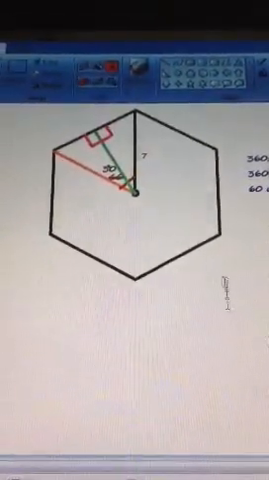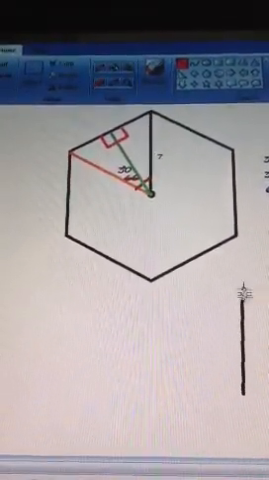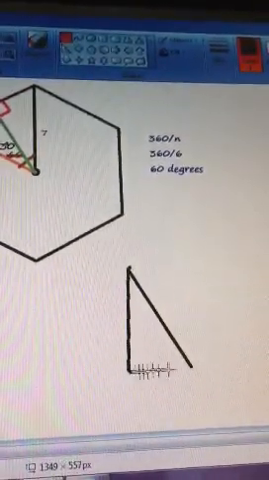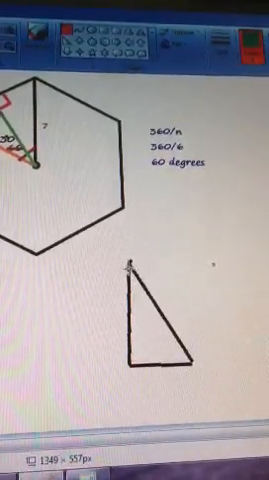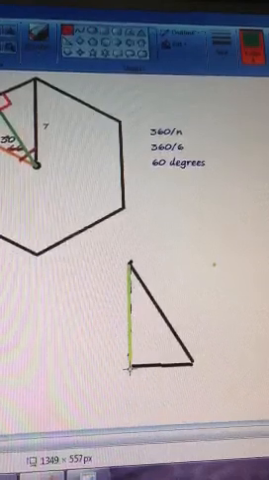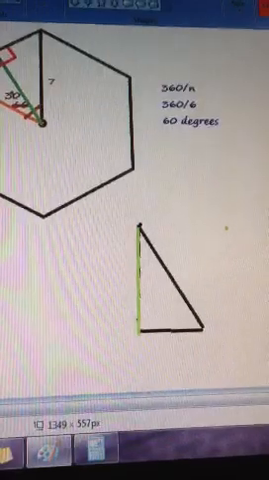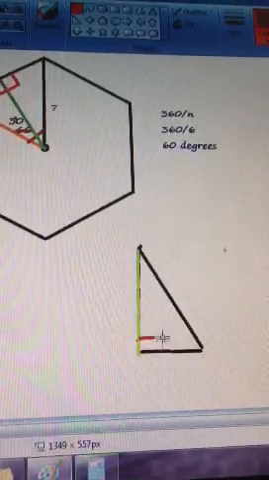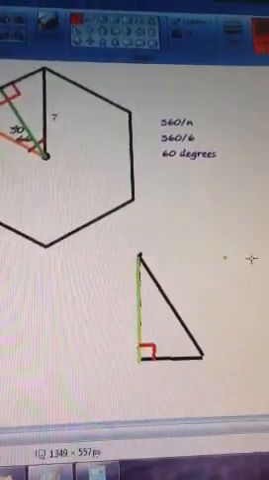If we redraw the triangle out here, we know this is our apothem, so the green is what we're looking to find out right there. And then we know it's a right angle. With right angles, you always know you can use the Pythagorean theorem, tangent, cosine, and sine.